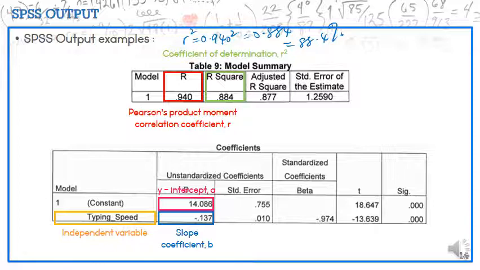From the second table, we can see that you can find your y-intercept A, the pink color. A is 14.086. Your slope coefficient is -0.137. And typing speed here is your independent variable. So in our syllabus, we are only looking at these 5 values. Okay.